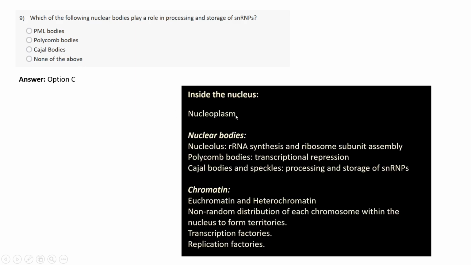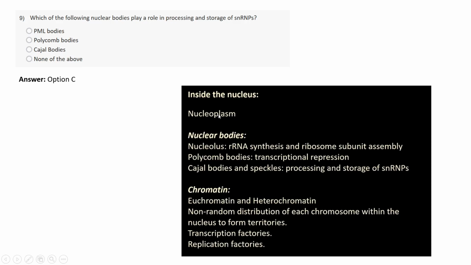So inside the nucleus there is a nucleolus and nucleoplasm, and there is chromatin. The chromatin also has euchromatin and heterochromatin. Euchromatin is transcriptionally active, heterochromatin is transcriptionally repressed. And there is other protein machinery as well, that is, transcription and replication machinery also present in the nucleus, which helps in the transcription of the DNA and also the replication.